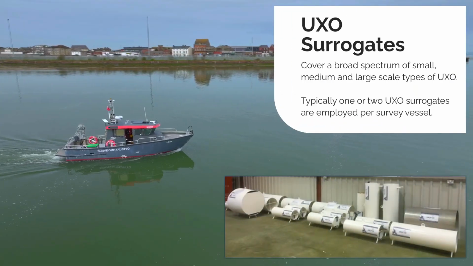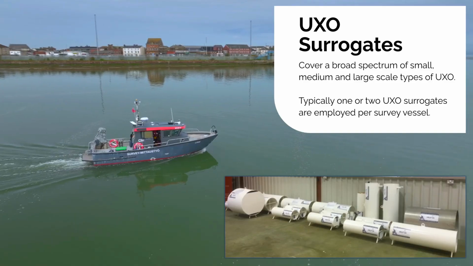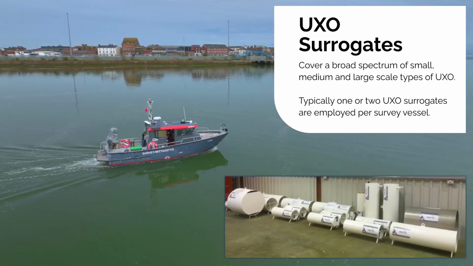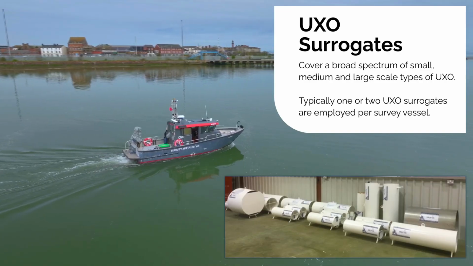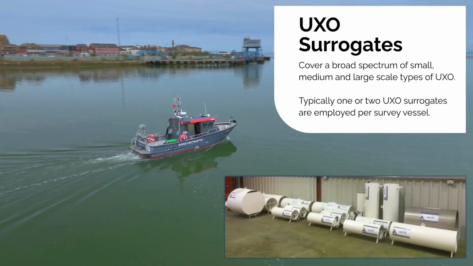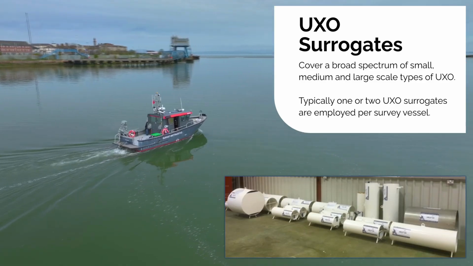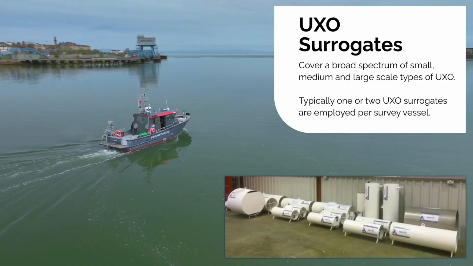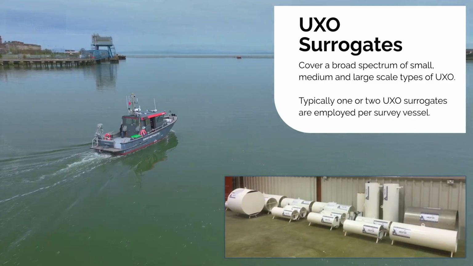The type of UXO surrogates employed are to be selected to specifically match the types of UXO that need to be detected, which need to be benchmarked with the UXO desk study. Therefore, surrogate sources need to cover a broad spectrum of small, medium, and large-scale types of UXO. They need verifiable magnetic responses as well as precise and appropriate physical dimensions.